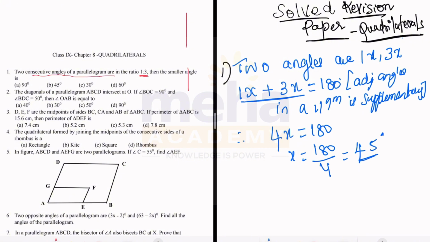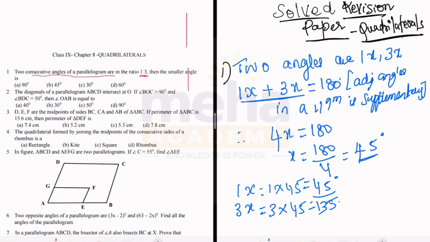So if x is 45, 1x will be equal to 1 into 45, that will be 45 degree, and 3x is equal to 3 into 45. 5 3s are 15, 135. So they are asking for the smaller angle. So the answer is 45. 45 is the smaller angle.